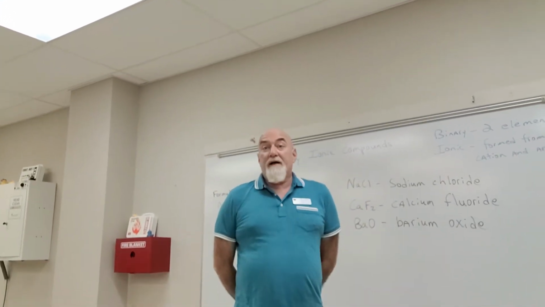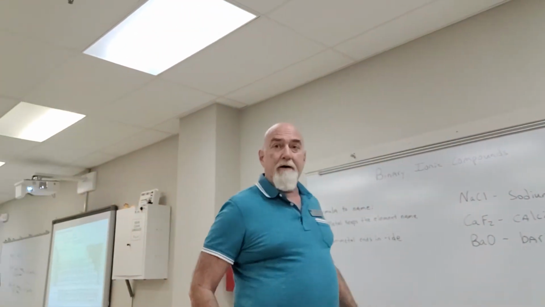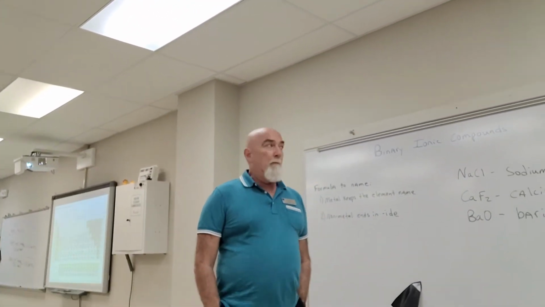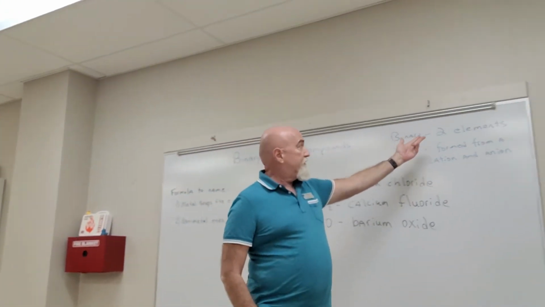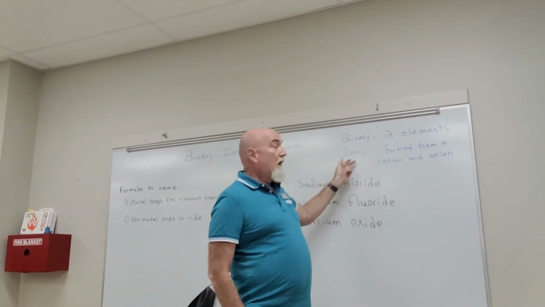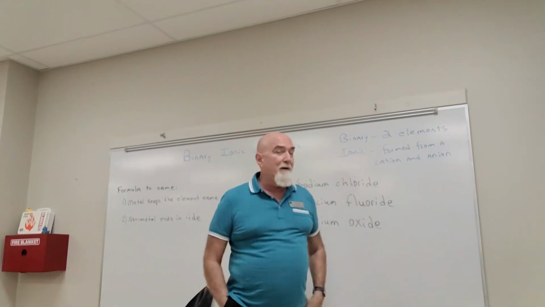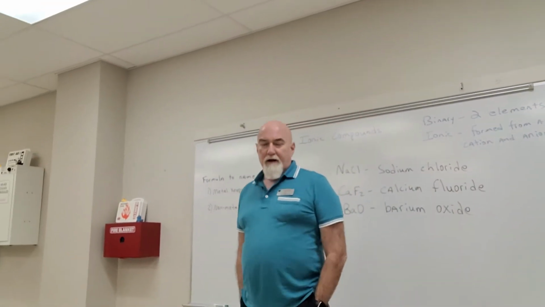All right, today we begin our unit on naming chemical compounds. We start off with simple binary ionic compounds. Binary means that there are two elements. Bi means two. Ionic means they are formed from a cation and an anion. Today that will be a metal and a nonmetal.